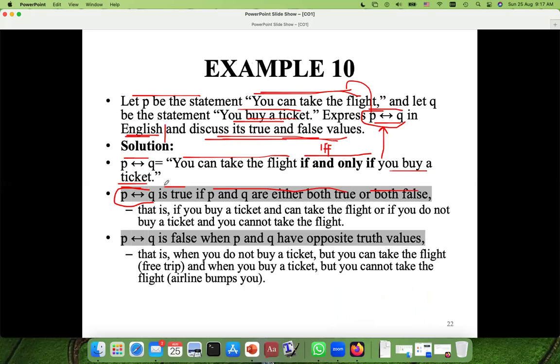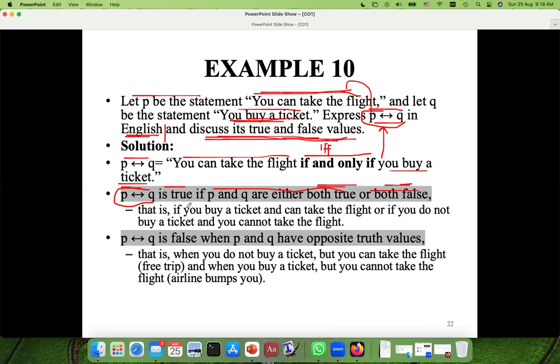Here the question is to discuss its true and false values, and here you are just giving the definition. First, P implies Q would be true if both are true or both are false. Now you are discussing these both-true and both-false values with respect to these sentences. The first sentence, which is P, is: you can take the flight if you buy a ticket.